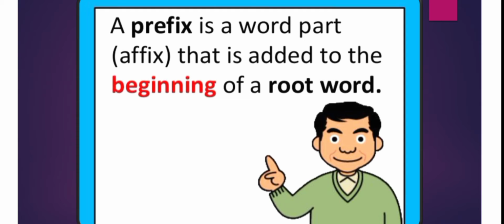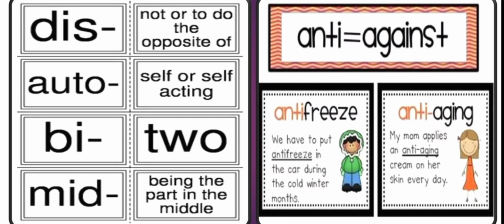Okay, have you all understood what a prefix is? A prefix is a word part that is added to the beginning of a root word to form a different meaning. And these are some of the prefixes that we should know. First one is dis, D-I-S, dis, which means not or opposite of.